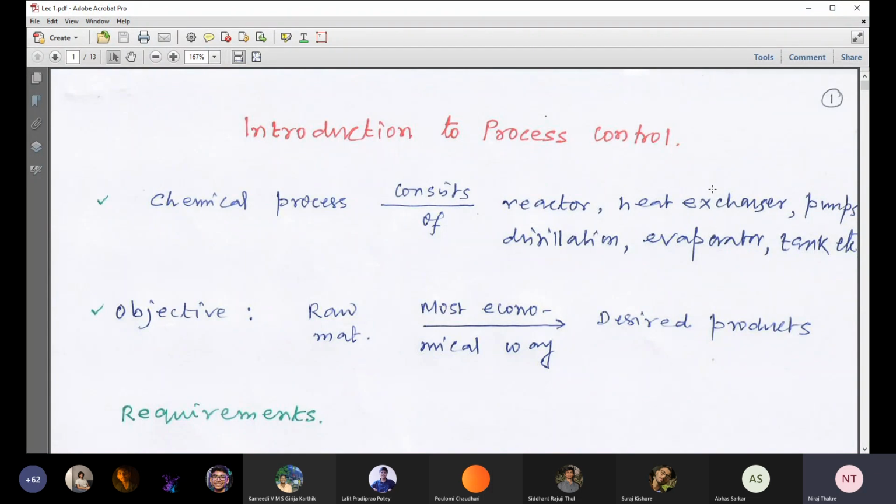Now, to meet this overall objective, we need to follow some requirements. I mean, there are some requirements involved whenever we are going to meet this overall objective. And these requirements are usually imposed by designers, engineers. Now we will know these requirements one by one.